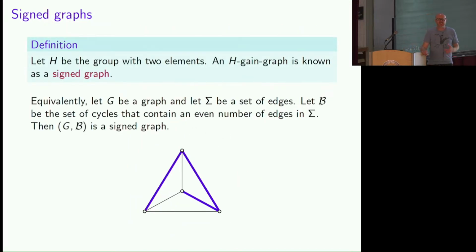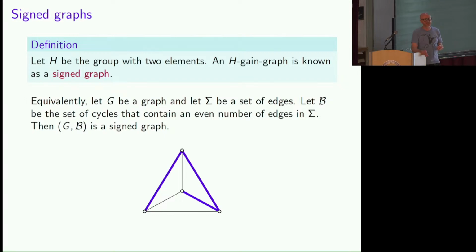If the group H is the group with 2 elements, then I'll say that I have a signed graph. And of course, in that group, every element is its own inverse, so I can forget about the directions of the edges. All I'm really doing is I'm picking out a special set of edges. Those are the edges that are labeled with the non-identity element. So I'll say that sigma is that set of edges. That's the set of edges labeled with a non-identity. And now a cycle is balanced if and only if it contains an even number of edges from sigma.